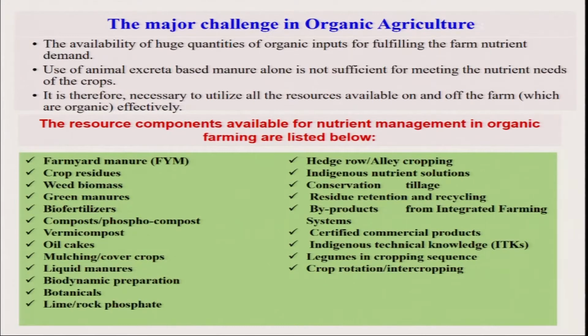What is the constraint? The availability of a huge quantity of organic input. If we see the case of tomato, the recommended dose for going organically is up to 20 ton per hectare of well decomposed FYM. But a farmer probably may not have so much FYM in his farm, and if he wants to purchase from the outside market, he is not assured of the quality, whether it is organic or not, and there will be too much cost.